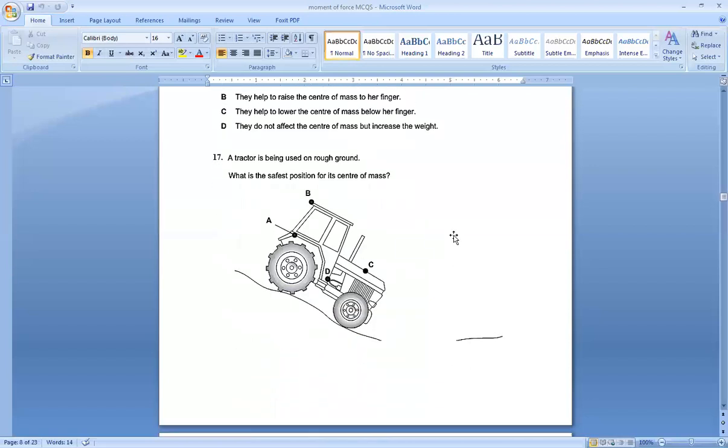Number 17, a tractor is being used on a rough ground. What is the safest position of the center of mass? So the center of mass should be as low as possible. So my option is D. To make it safe, the center of mass should be low. So the lowest position is D. D is the center of mass.